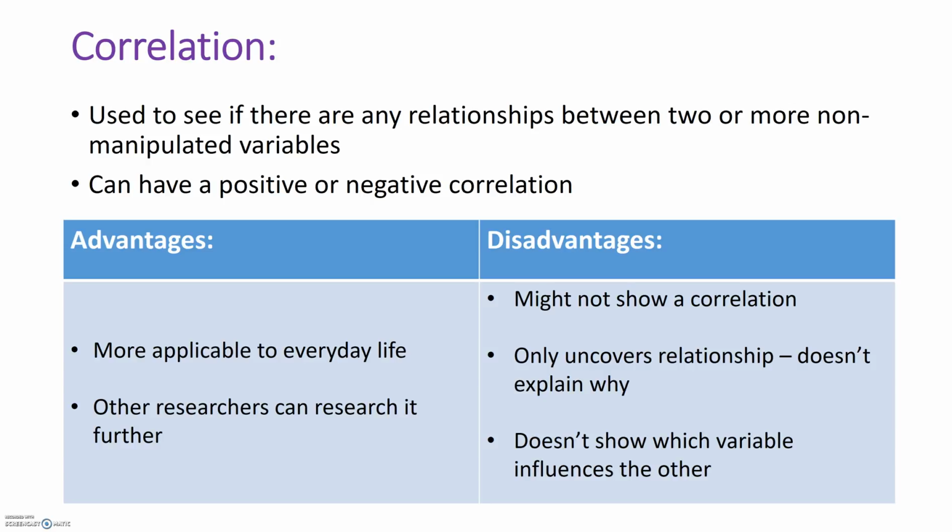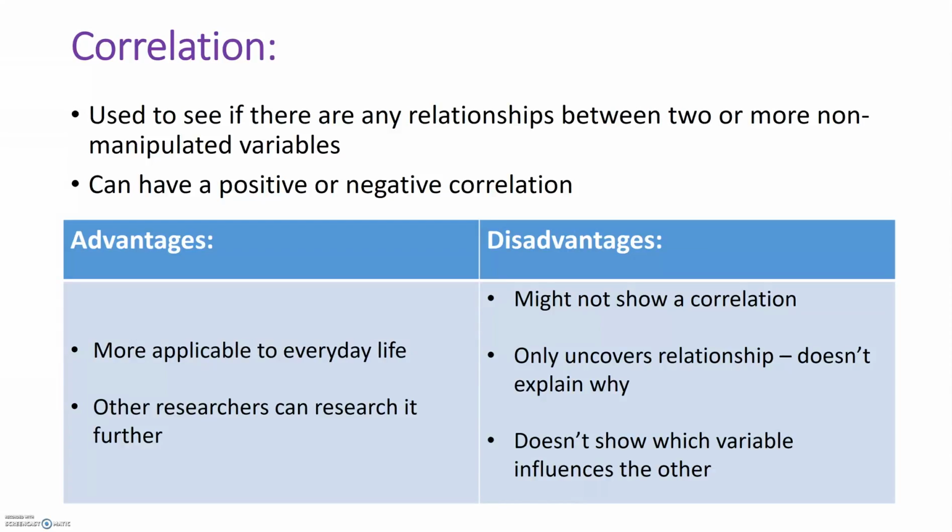So the advantages are that it's more applicable to everyday life, and other researchers can then research it further. And disadvantages: it might not show a correlation, and it only uncovers the relationship. It doesn't actually explain why this is, and also it doesn't show which variable influences the other.